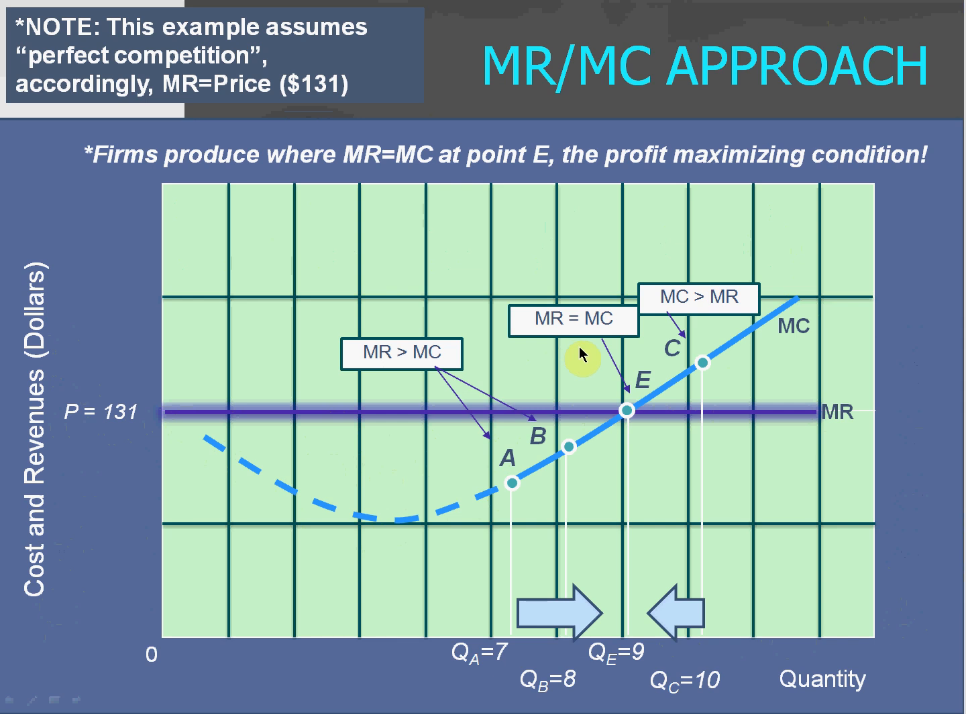Any point beyond this, where marginal cost is now greater than marginal revenue, is suboptimal for the firm because they are losing money producing the units beyond this equilibrium point.